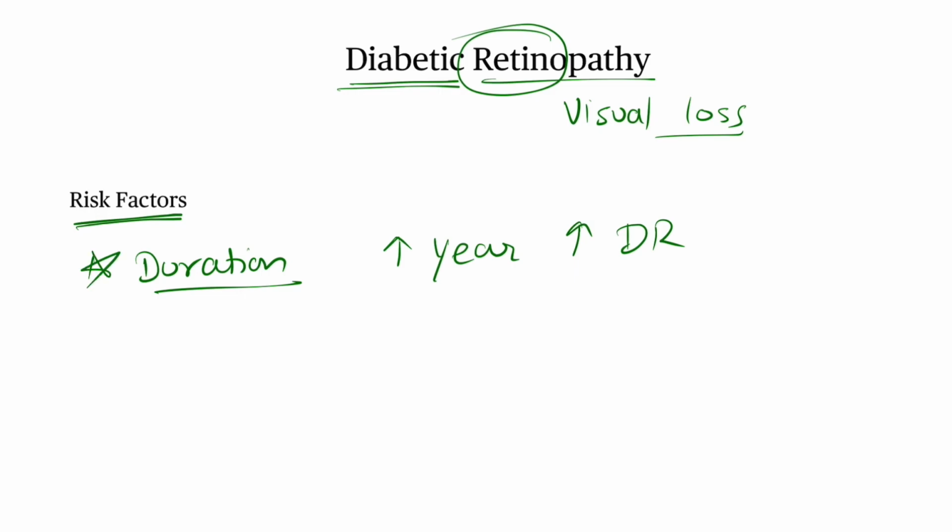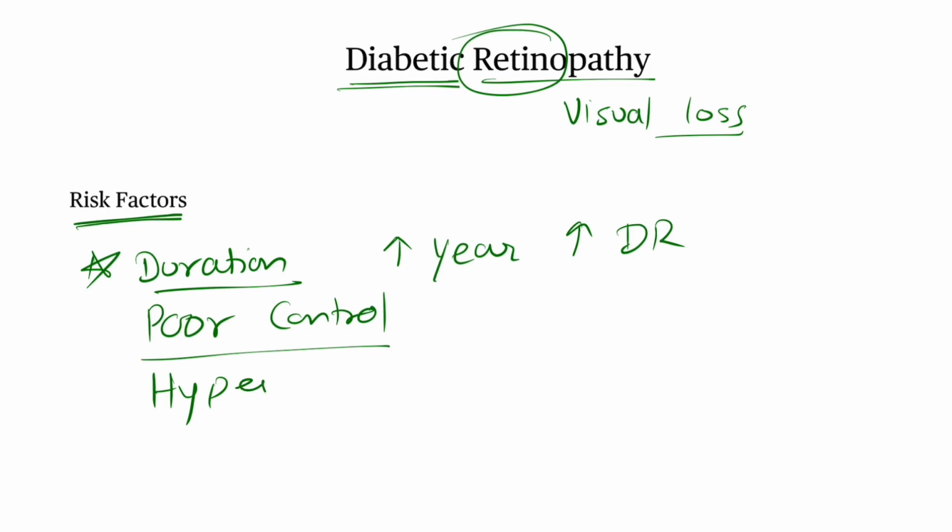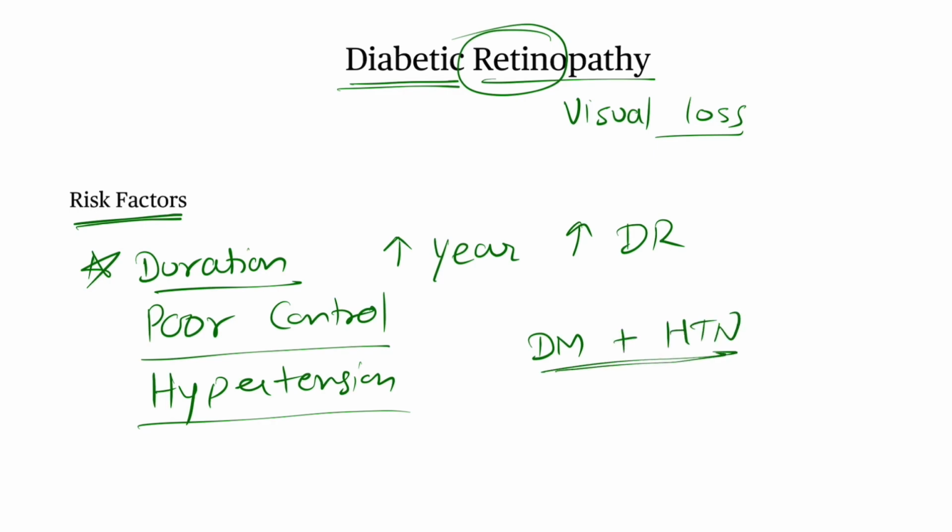What's the next one? Poor control. Poor control means if the patient is not controlling the blood glucose well, these patients are at high risk for diabetic retinopathy. What's next? The next one is hypertension. Of course, if the patient has diabetes mellitus plus hypertension, both, these patients are at high risk.